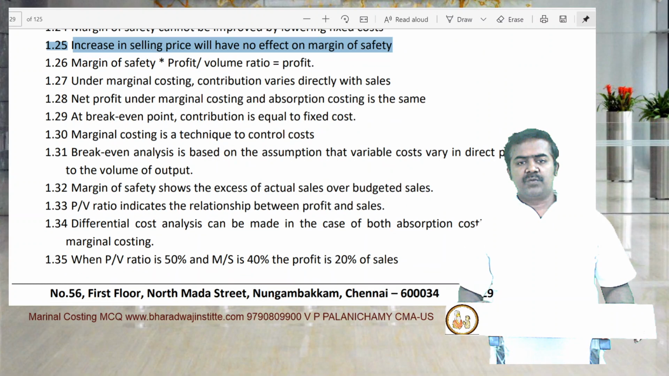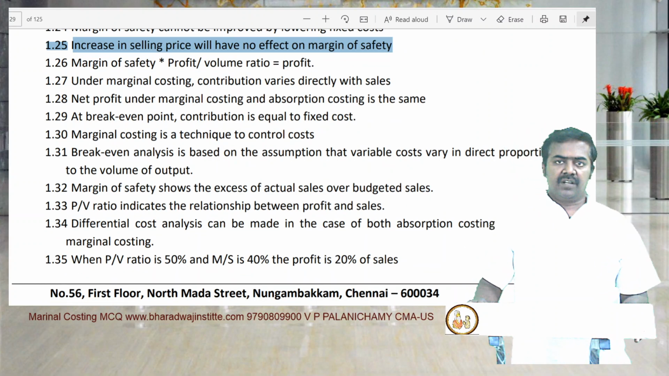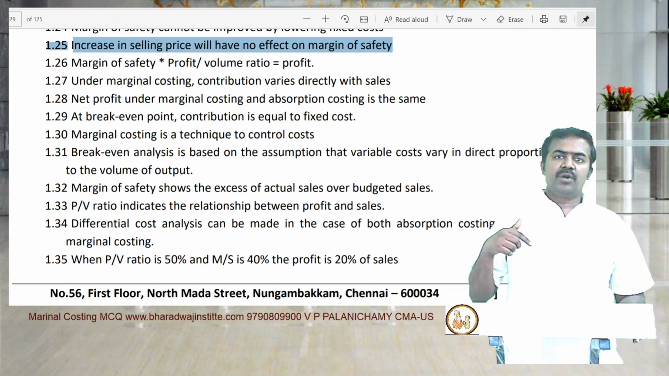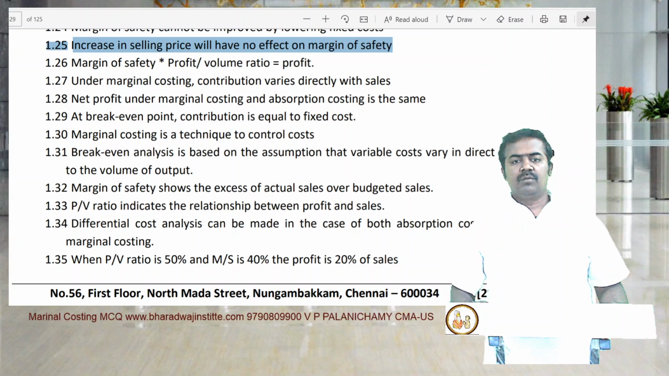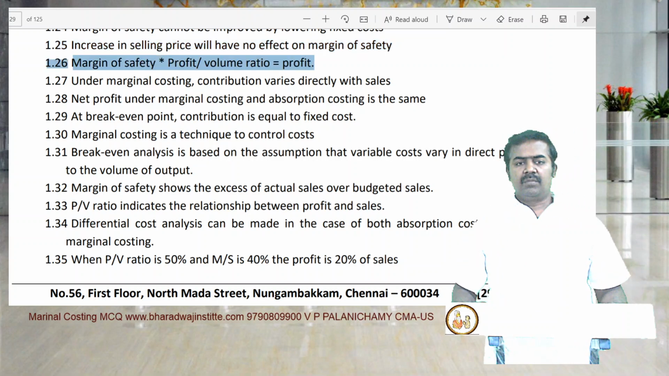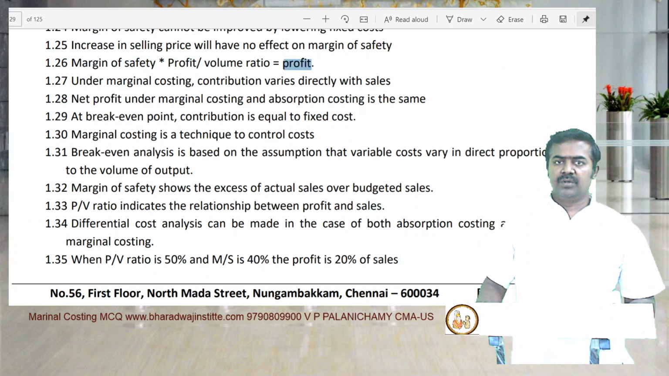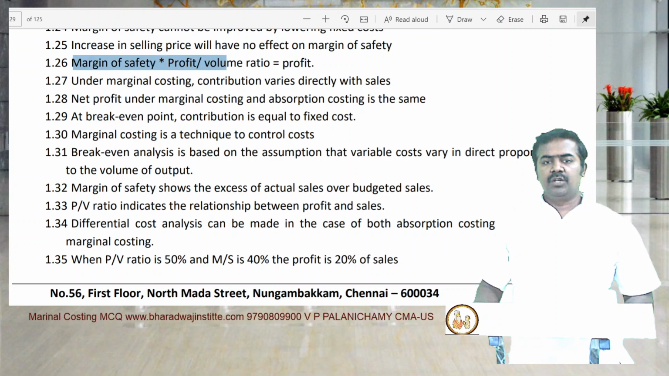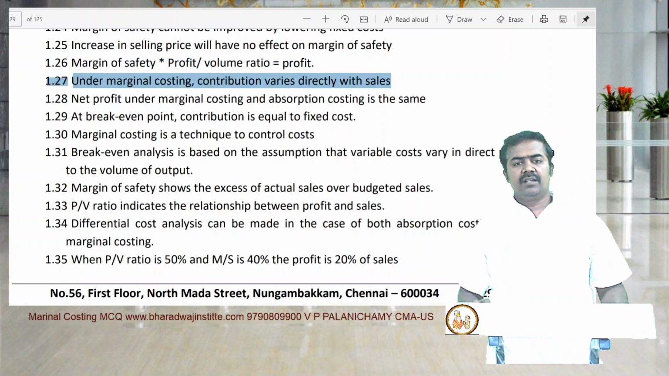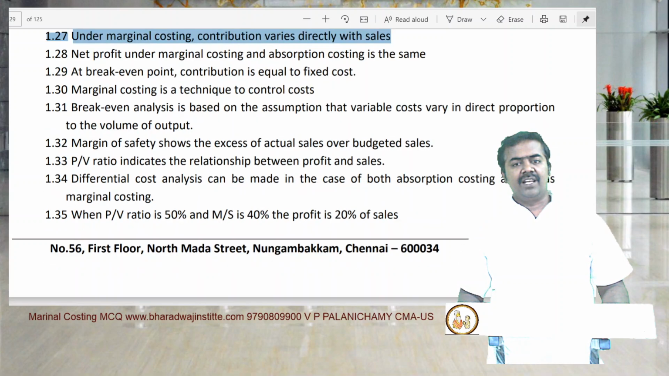Increase in selling price will have no increase in margin of safety. False. If you increase the selling price, more sales, more profit, more margin of safety. Margin of safety into PV ratio is equal to profit. True. We know profit by PV ratio gives us margin of safety. Therefore, margin of safety into PV ratio will give us what?